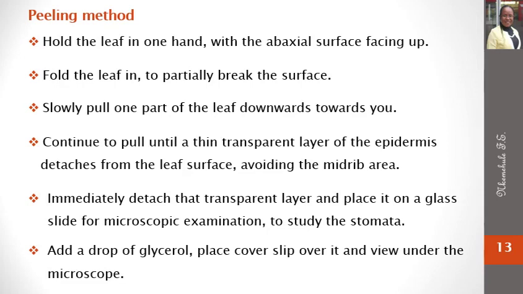The peeling method is easy and fast. It's simply done by partially breaking the surface of the leaf and slowly pulling one part of the leaf towards you until a transparent layer of the epidermis detaches from the leaf surface, but make sure to avoid the midrib area.